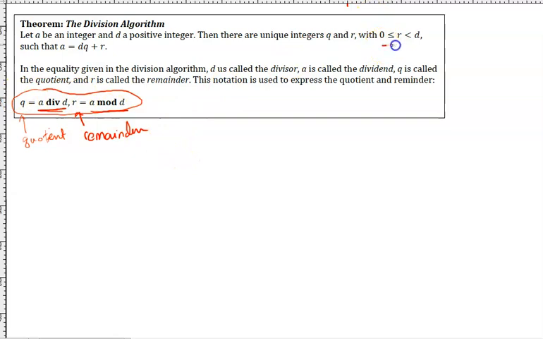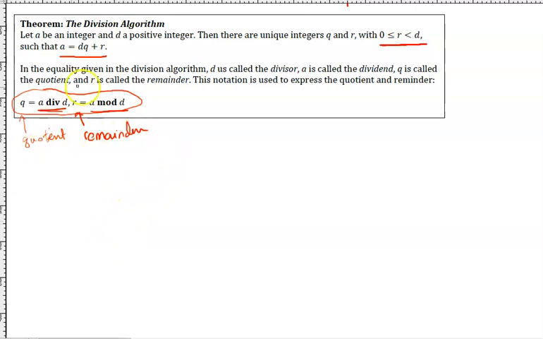So q is the quotient, the whole integer part of the division, and r is the remainder. r is also between 0 and d, so it's a positive number. It could be 0. You could have a remainder of 0, but it has to be less than the divisor. And then you can say that a equals the divisor times the quotient plus the remainder. So any integer a is formed by the divisor times the quotient, plus a remainder.